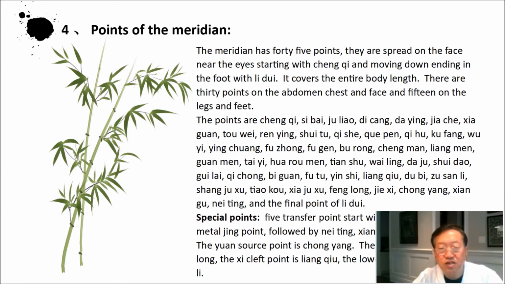Special points. The 5 transfer points start with Li Dui, which is the metal Jing point, followed by Nei Ting, Xian Gu, Jie Xi, and Zu San Li. The yuan source point is Chongyang. The collateral point is Feng Long. The Xi cleft point is Liang Qiu. The lower he point is Zu San Li.